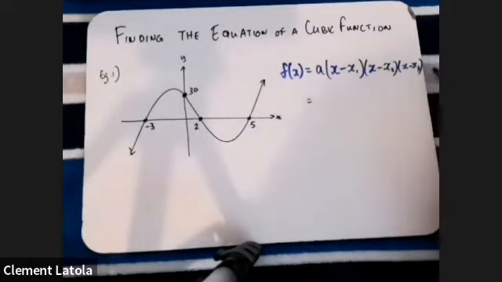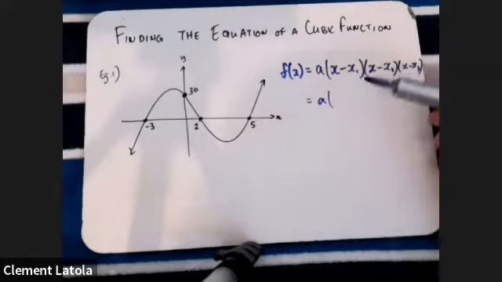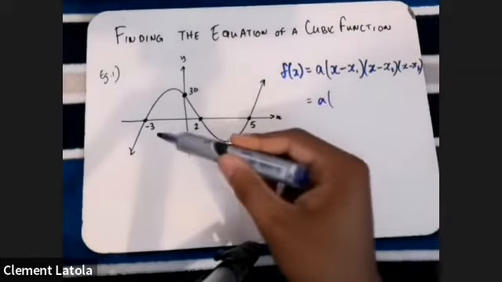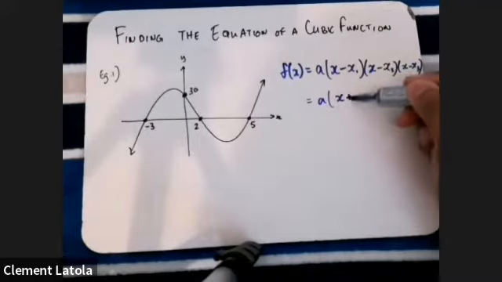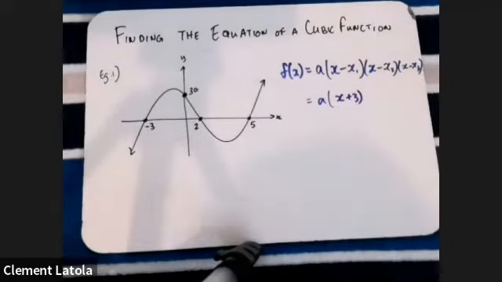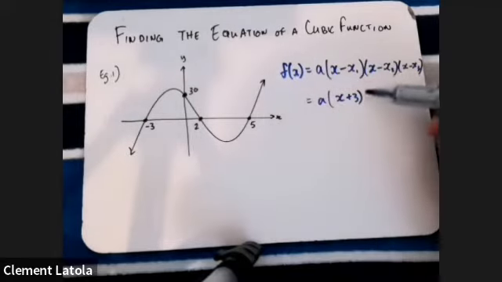These are my x-intercepts, as I pointed out. If we say x minus -3, we can write it as x plus 3. Then we have x minus 2, so there we're just going to say x minus 2. And then it's x minus 5 in the last bracket.